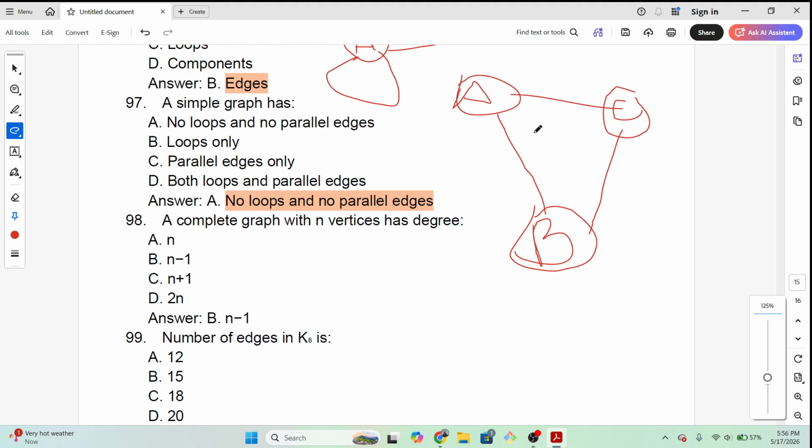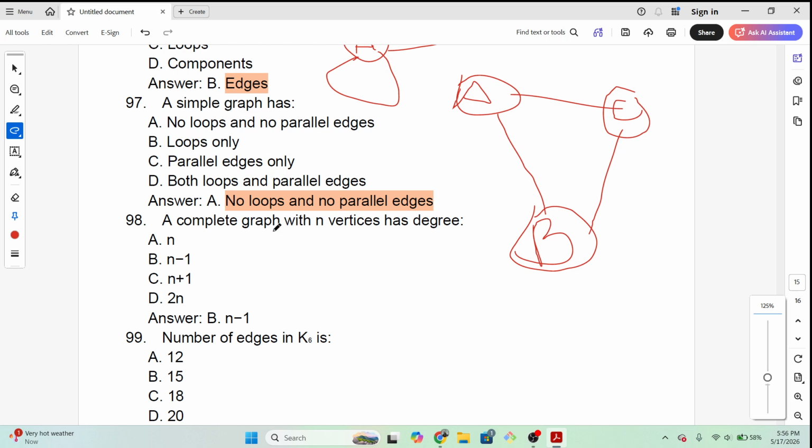Why? Because if you want to go to C, you can go to C directly, you can go to B directly, you can go to A directly. A directly, B directly, B and C, same for A and B. This is a complete graph. That means from a single vertex, you can visit each vertex.